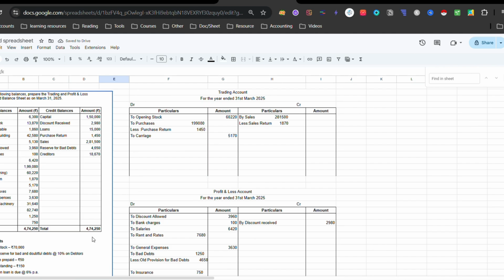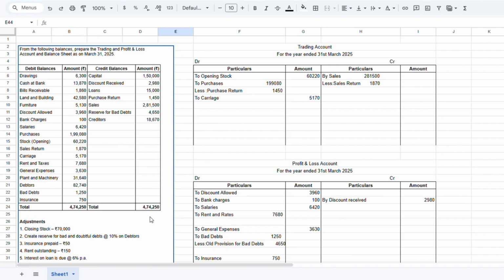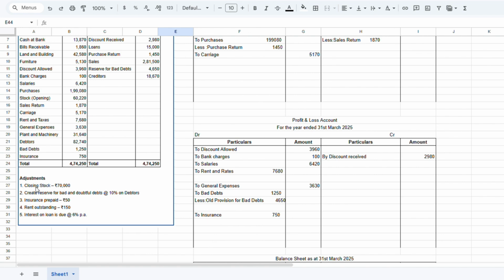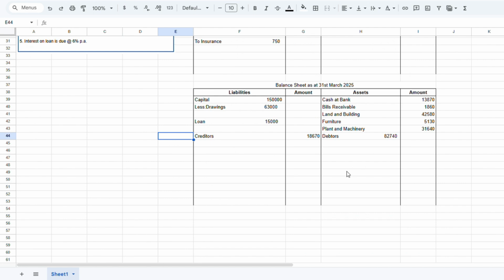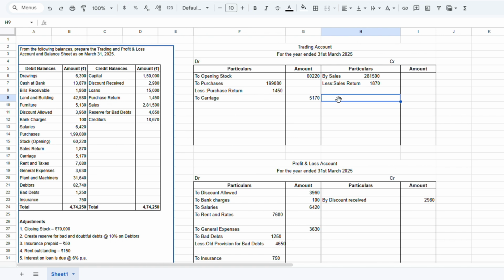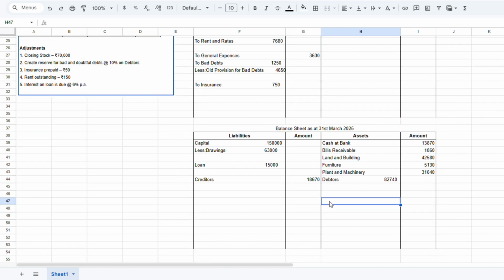Closing stock, 70,000. Closing stock is recorded twice. First is trading account, credit side, by closing stock. The other entry is balance sheet, asset side, closing stock. Let's record it. By closing stock 70,000, and balance sheet, closing stock 70,000.